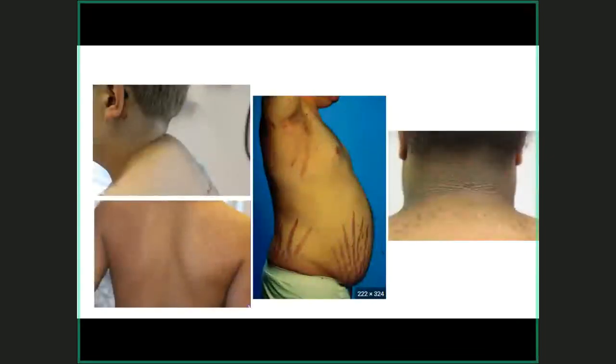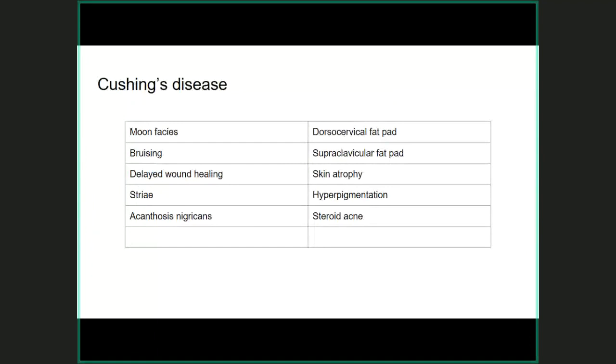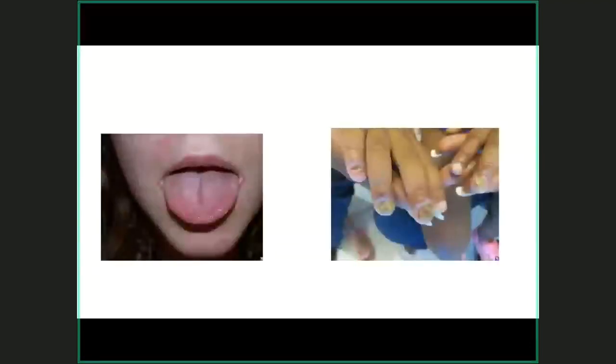I guess we all know this. This is pretty well known again, dorsal hump, buffalo hump, your violaceous striae, acanthosis nigricans, and this is the steroidogenic acne or eruptions from Cushing syndrome. The moon facies, bruising, delayed wound healing, the striae like you saw, all of these are usual manifestations of Cushing's. We will skip through this. We have a lot to cover, so the stuff that you already are familiar with, we'll skip quickly.